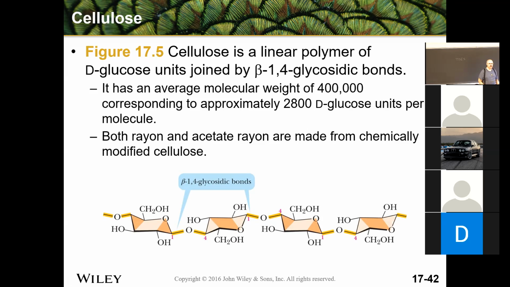Okay, so the amylose portion of starch had all alpha 1 to 4 linkages. If we have a polymer of all beta linkages, 1 to 4 of glucose units, then we have a polysaccharide called cellulose. Cellulose has an average molecular weight of about 400,000. And that corresponds to about 2,800 D-glucose units per molecule.